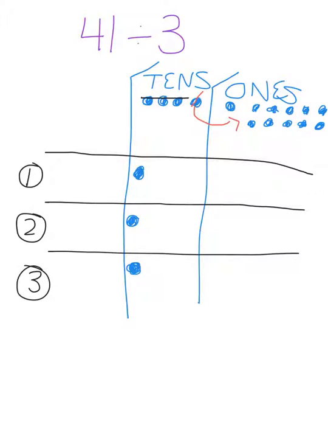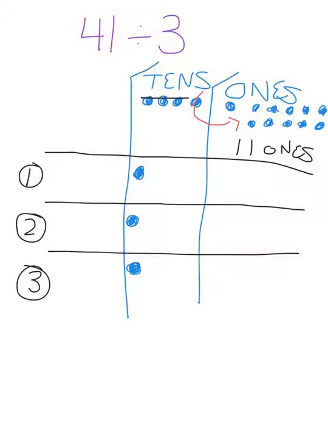So what did we do? We drew an arrow to the remaining disc in the tens place and drew 10 more in the ones place. So how many ones do you have now total? Great, so we have 11 ones. Now we need to divide those 11 ones equally into 3 groups. Divide 11 ones into 3 groups by distributing 1 to each group.